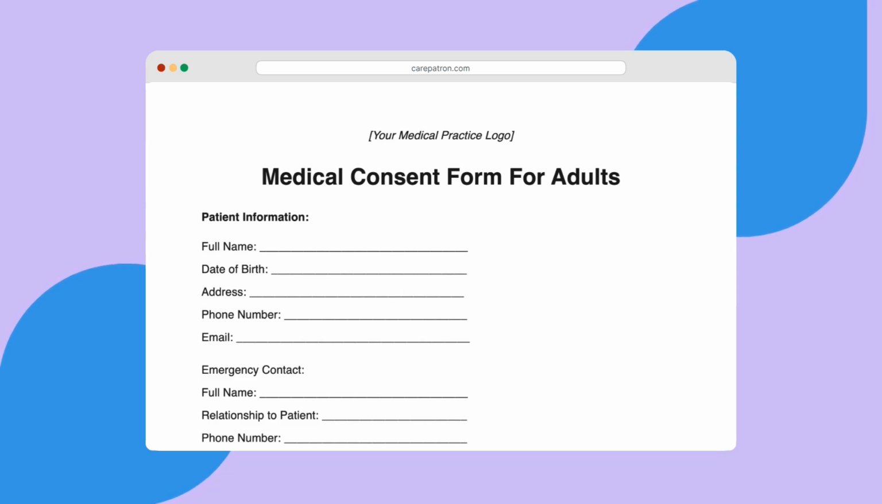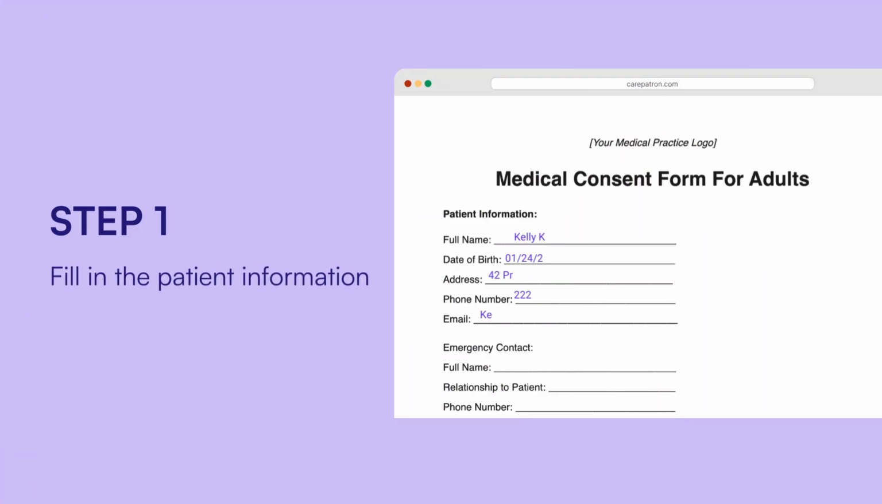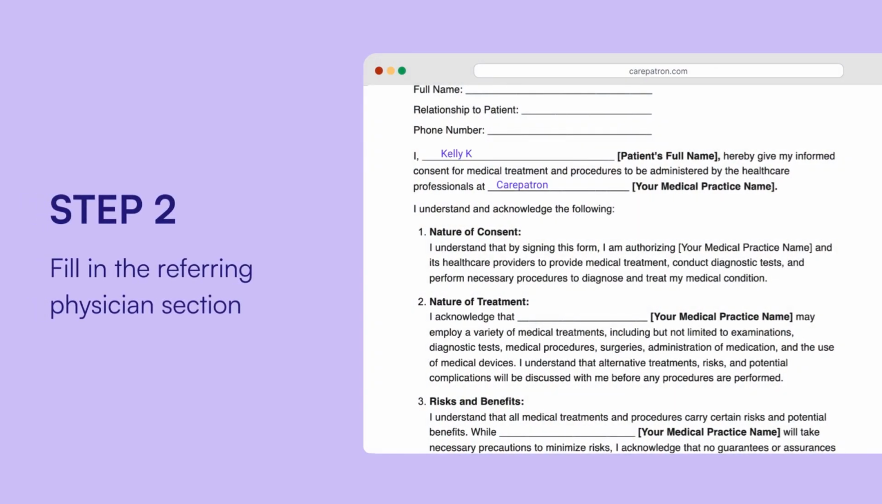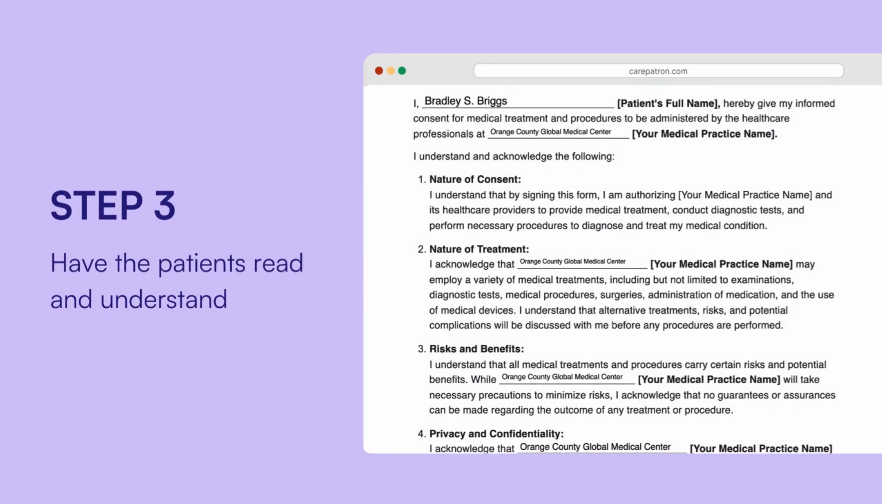Here is how to use our general medical consent form. Fill in the patient information. The first step is to fill in the patient's name, date of birth, gender, and identifying number if used. Fill in the referring physician section. This section includes a space for the referring physician's name, the recommended treatment, the patient's condition, and the discussed risks and complications. The clinician obtaining the consent should fill in their name, designation, and signature at the bottom of the section. Have the patient read and understand.